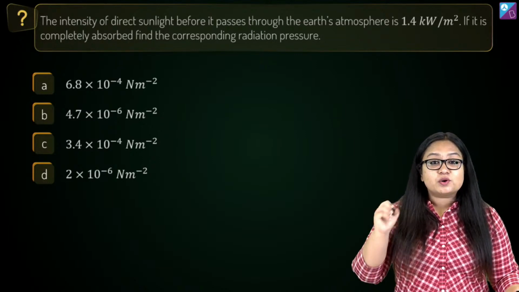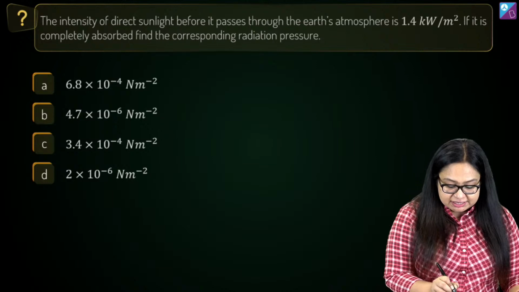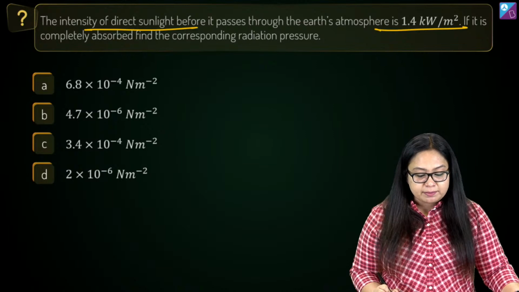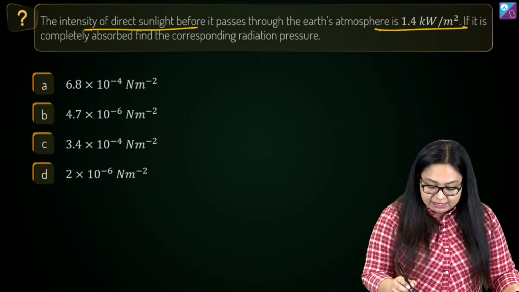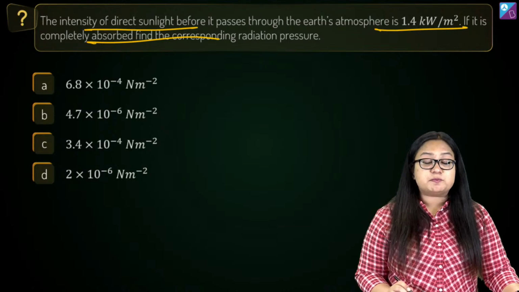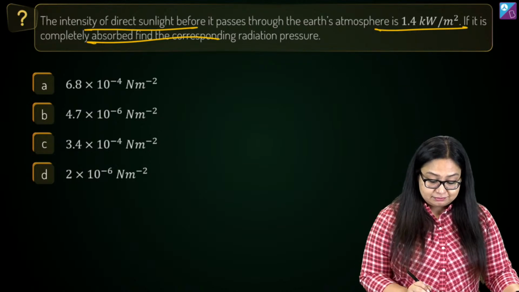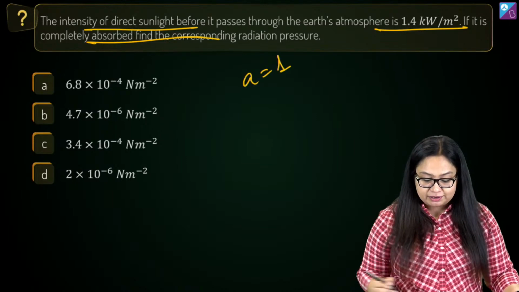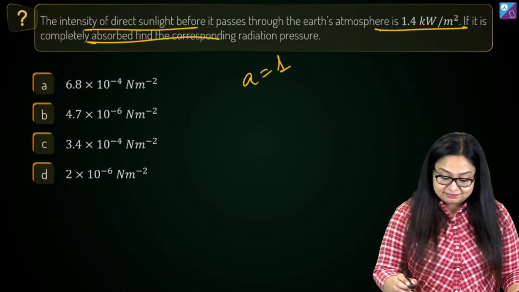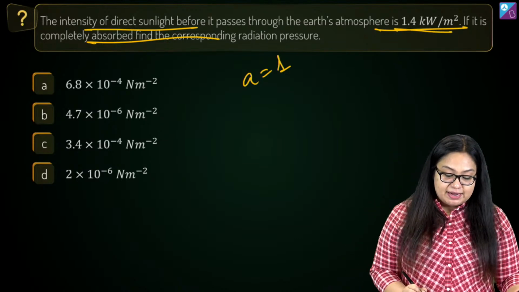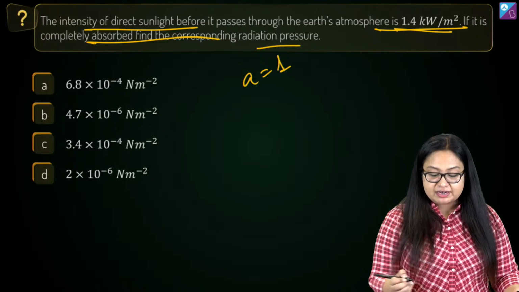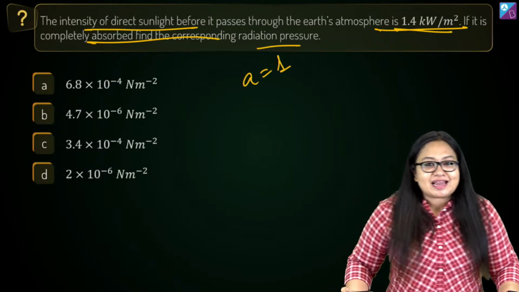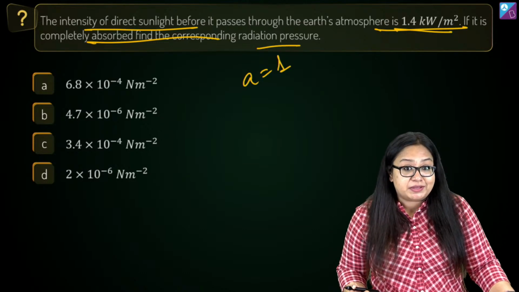Quickly tell me what the answer comes out. The question is: the intensity of direct sunlight before it passes through the Earth's atmosphere is 1.4 kilowatt per meter square. If it is completely absorbed, find the corresponding radiation pressure. Completely absorbed, so A is equal to 1 over here, right? Intensity is given as well. Come on guys, quickly solve this. Again, very direct application, and this is the type of questions that come in NEET, by the way.